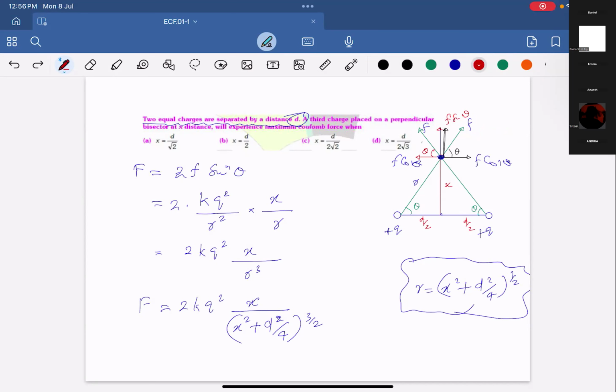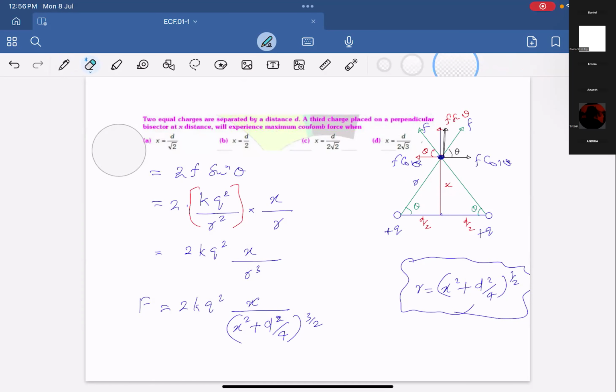So f cos theta plus f cos theta is going to be 2f cos theta. And f sin theta plus f sin theta is 2f sin theta. That is 2 into force, kq by r square. Sin theta from the triangle is x divided by r, opposite by hypotenuse. So I get 2kq square into x by r cube. And x by r cube is x square plus d square by 4 the whole raised to 3 by 2.